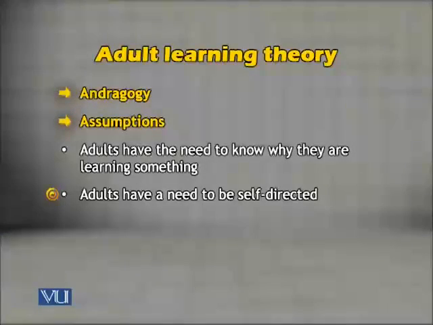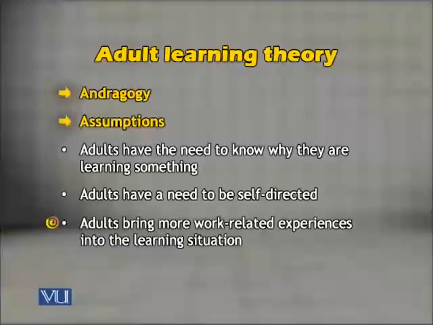Then adults, they have a need to be self-directed. What is the meaning of self-direction? Self-direction means that a person needs to take the responsibility and choice of their own learning experience. So they want to take control of what they are doing. They are directing themselves from their own self rather than somebody else is directing them. So they want to self-direct their learning experience. That is another difference between adult learning and child learning.